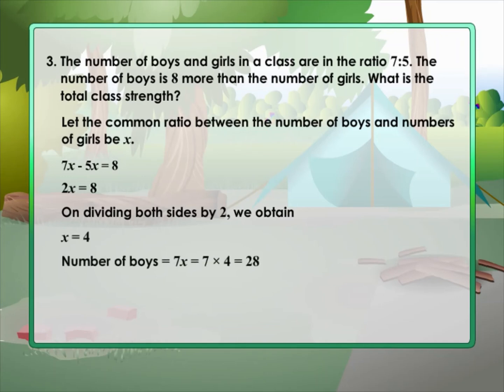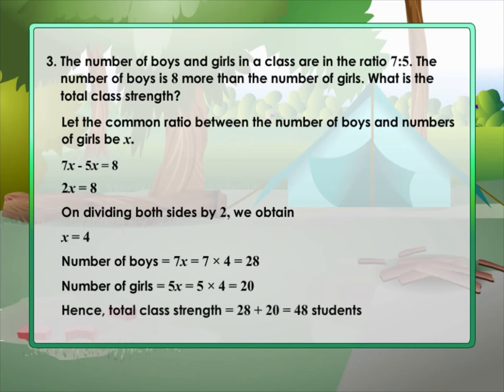Therefore, number of boys is equal to 7x, which is 7 into 4, that's equal to 28. Number of girls is equal to 5x, which is 5 into 4, that's equal to 20. Hence, total class strength is equal to 28 plus 20, that's equal to 48 students.